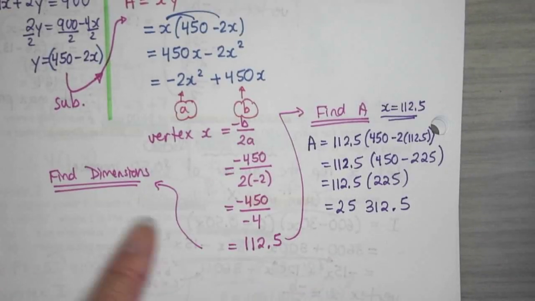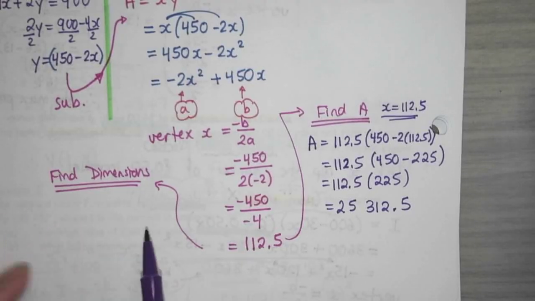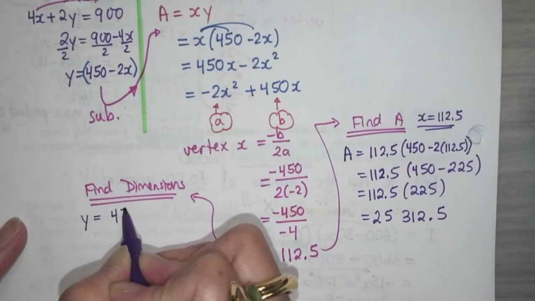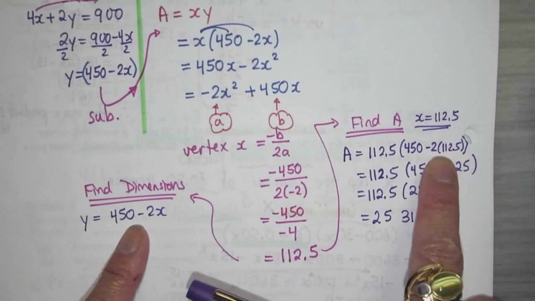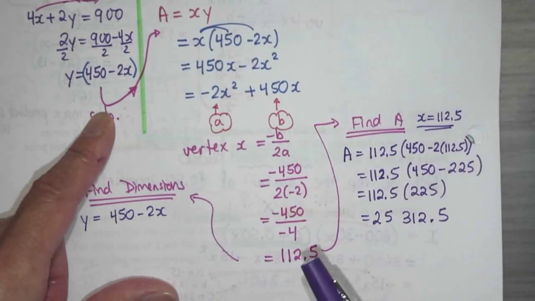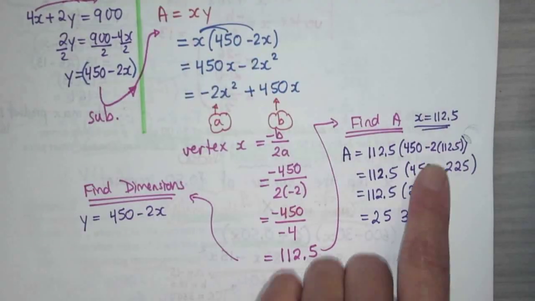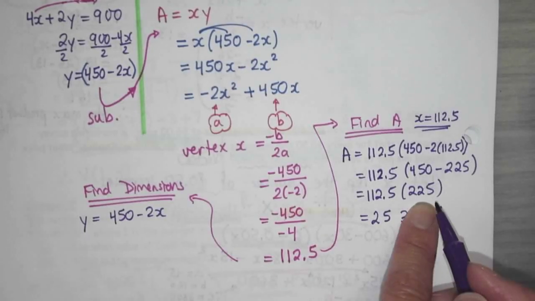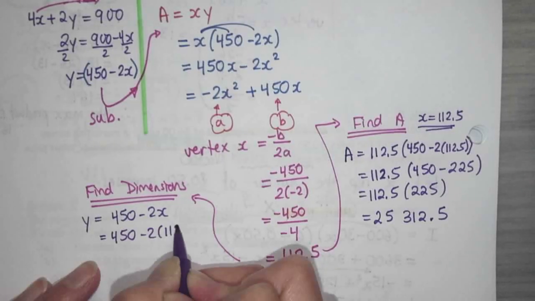Okay. If you want to find the dimensions, you can go over here where you're finding the y. Y is actually 450 minus 2x. But do you know what? You already found that over here, right? That's your y. Remember, we took this here and we subbed it in. So this bracket here is actually your y. So you found it already. So it's 225. So if you already see, you're like, oh, I already found this, you can just grab it from here.